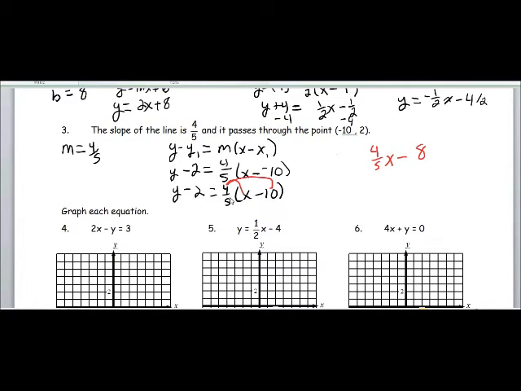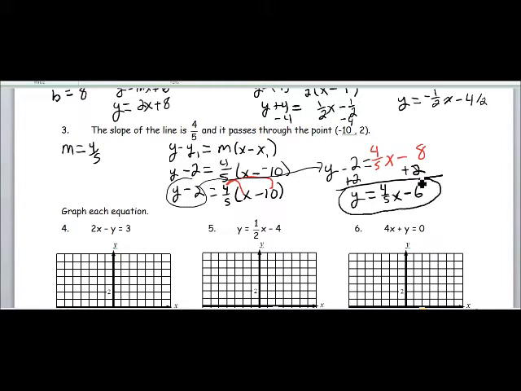And over here I'm going to bring this part back over here, and that's y minus 2 equals, now to get y by itself, I add the 2 to both sides of the equal sign, and I end up with y equals 4/5 x, and negative 8 plus 2 is negative 6. And there's my answer right there.